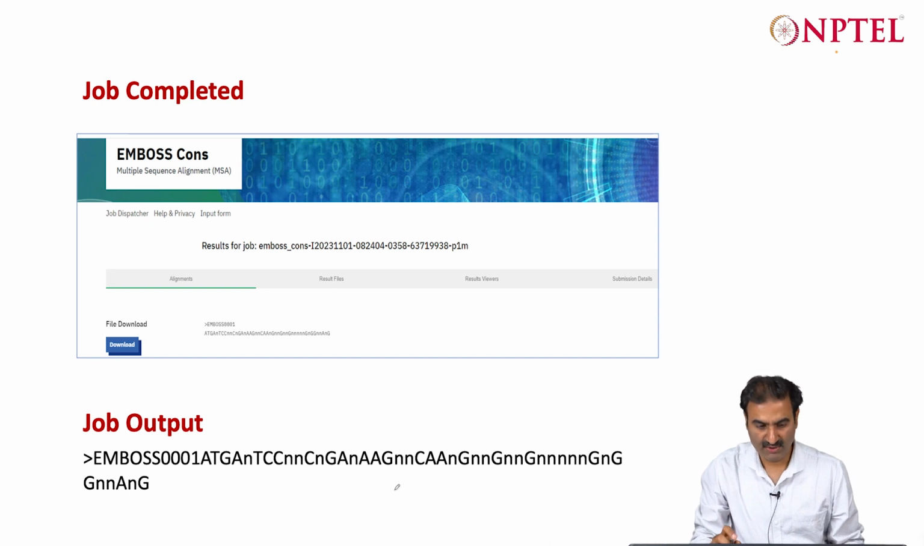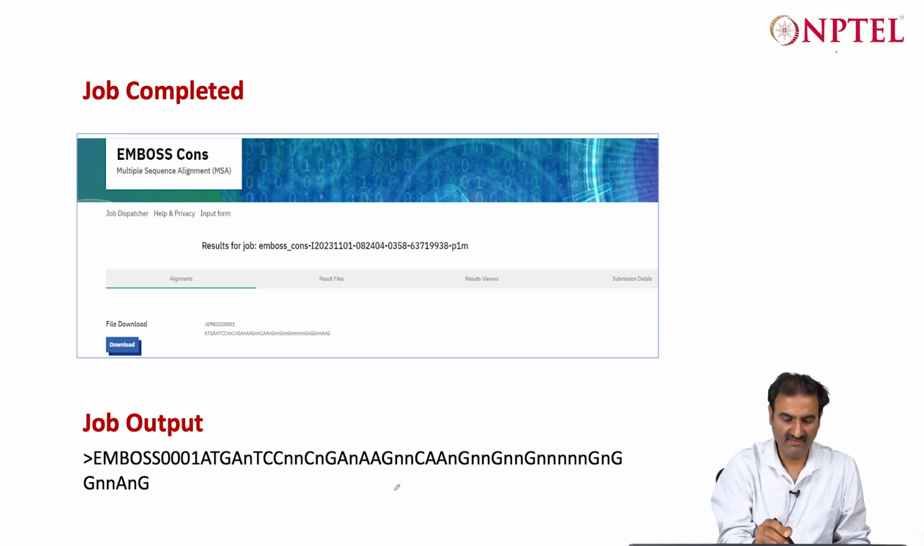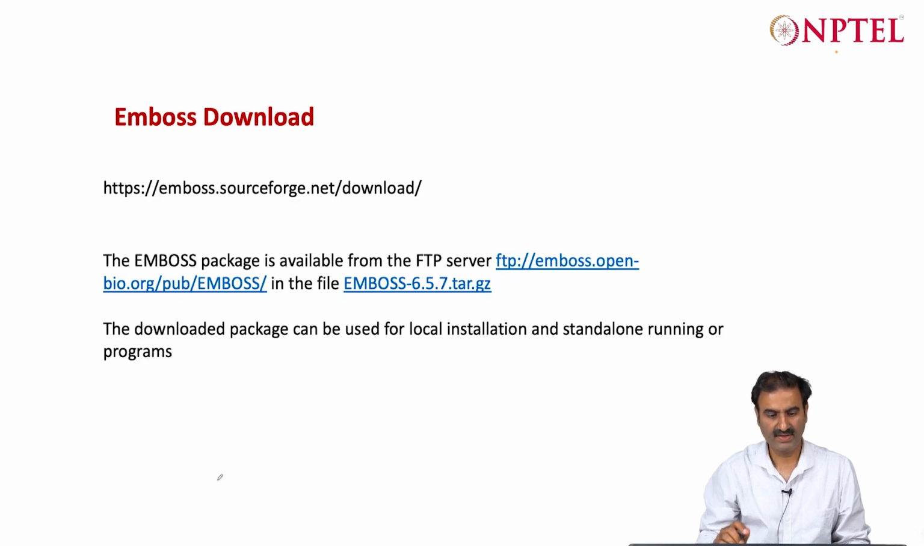And then this is the job output. For the 3 sequences that I gave, it made a consensus of those here, which was common between them, and otherwise it is n. And this is the job output for the sequence. You can download it or copy paste it, or keep the link safe for later view also.